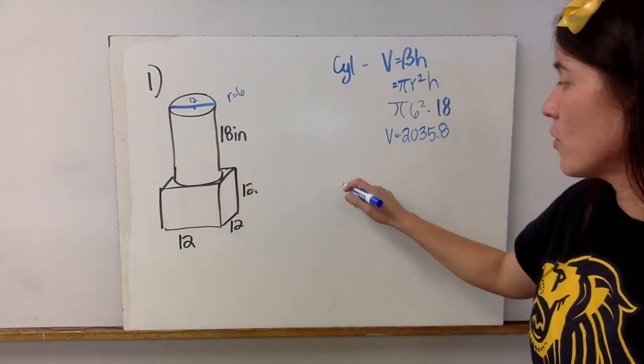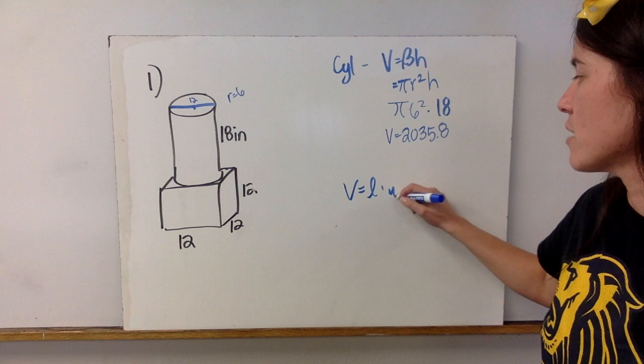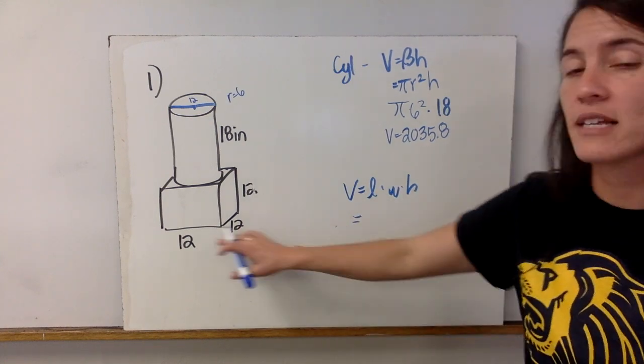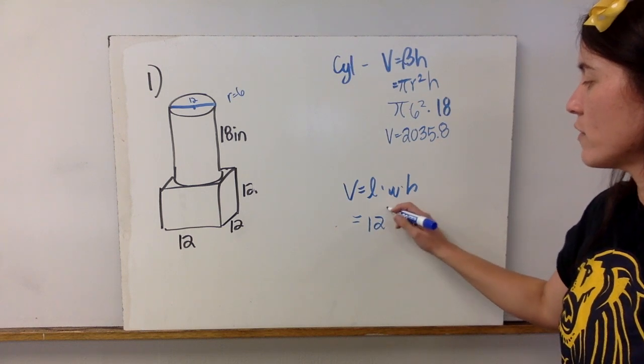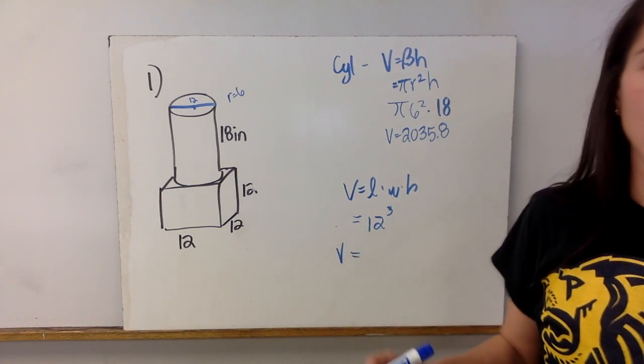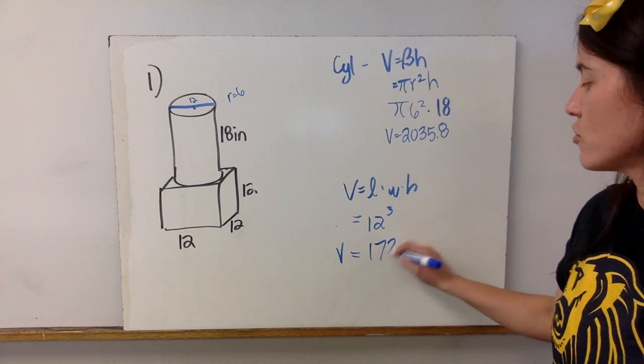Now the volume of a cube is length times width times height because it's a rectangular prism. And in this case, since they're all 12, you could just do 12 to the 3rd power. And the volume of the cube is 1,728.